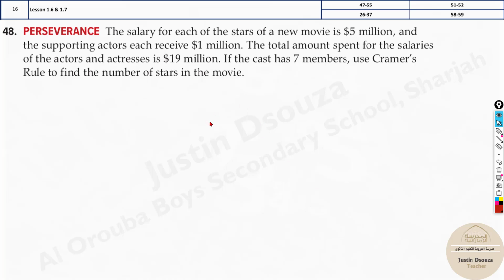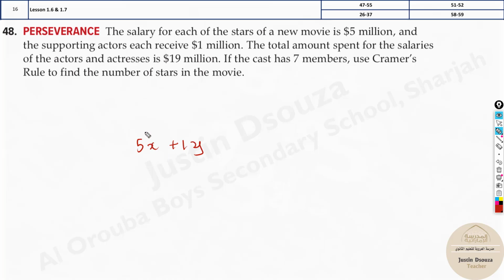Over here, another similar problem, I believe. The salary for each of the stars of a new movie is 5 million. So here the cost is told, 5 million for the stars. So let's take the stars, the main actor in a movie, the lead role players, they're the stars. They charge 5 million, they get paid. And the supporting roles, right? Supporting actors, they get 1 million.